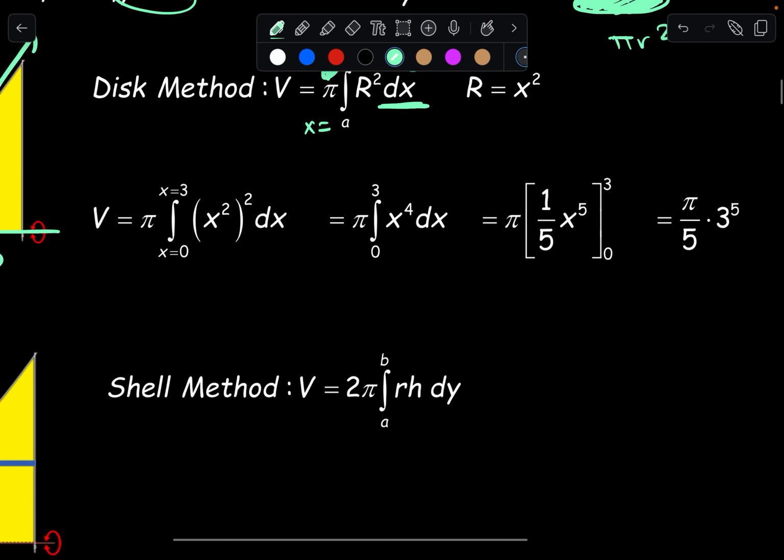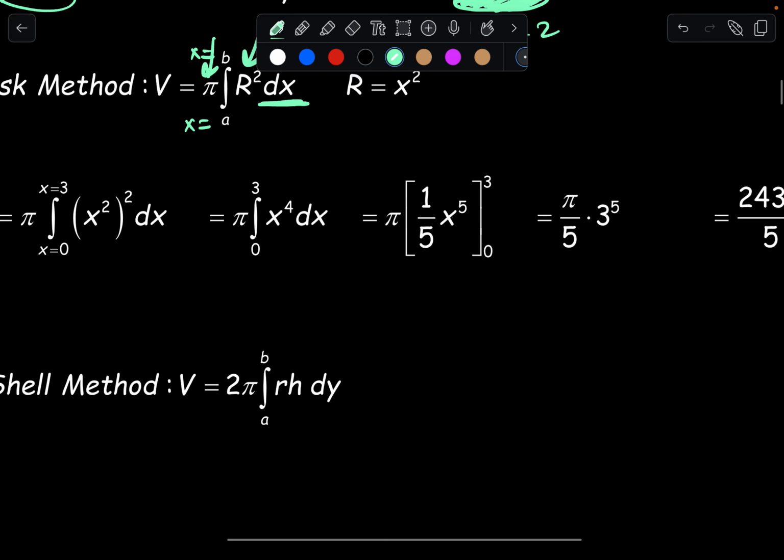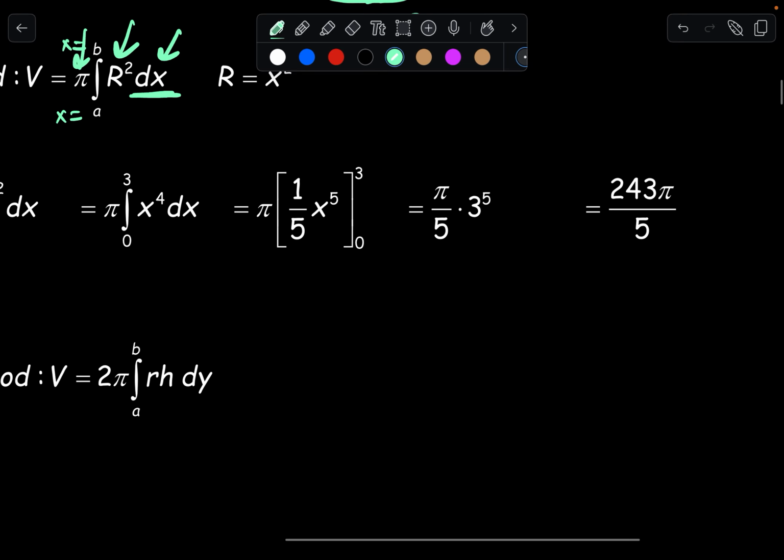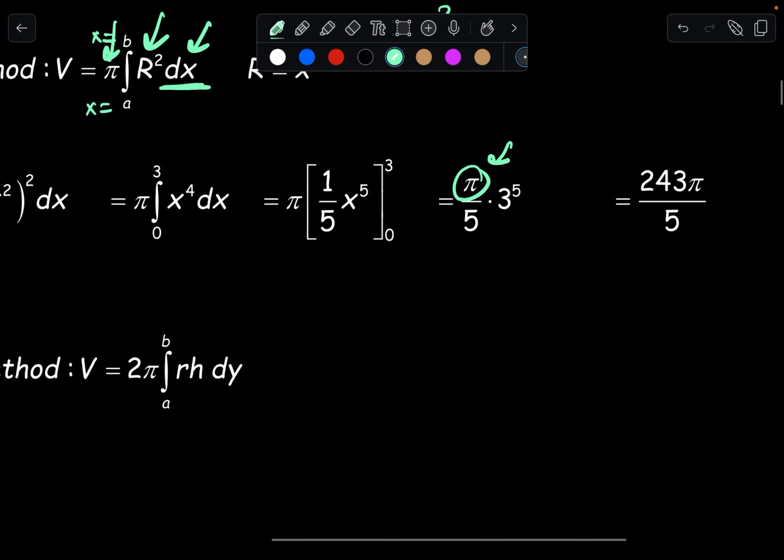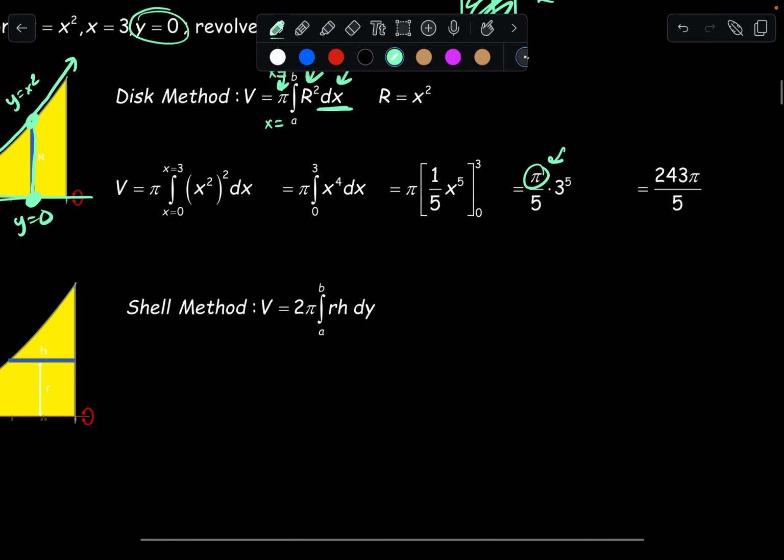Now from here, it's just some algebraic manipulation, first fundamental theorem of calculus, and then from here we end up with 243 pi over 5. If you plug this in the calculator to get the exact fraction, make sure you do not include the pi because it is irrational, therefore you will never get a fraction, okay? But you can use the calculator to double check that.